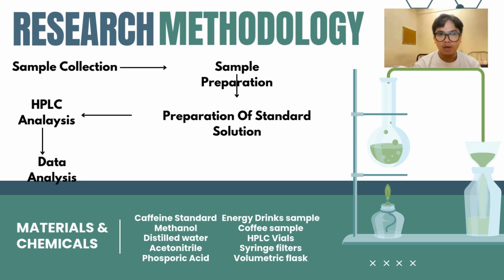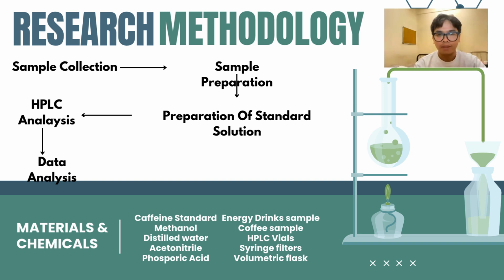Third, preparation of caffeine standards. We prepared standard caffeine solutions with different concentrations. These standards were used to make a calibration curve, which helped us calculate the caffeine content in the samples. Next, HPLC analysis. The standards and samples were injected into the HPLC machine. The machine separates the caffeine from the other substances and detects it using a UV detector. Finally, data analysis. The caffeine peak was identified and its peak was compared with the calibration curve to calculate the caffeine concentration in each sample.